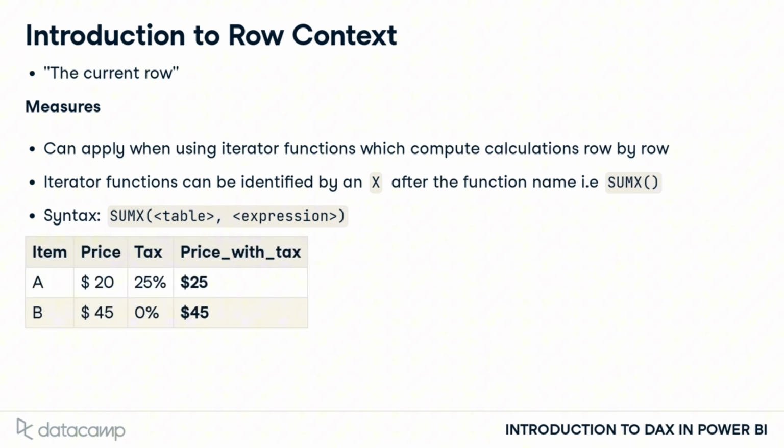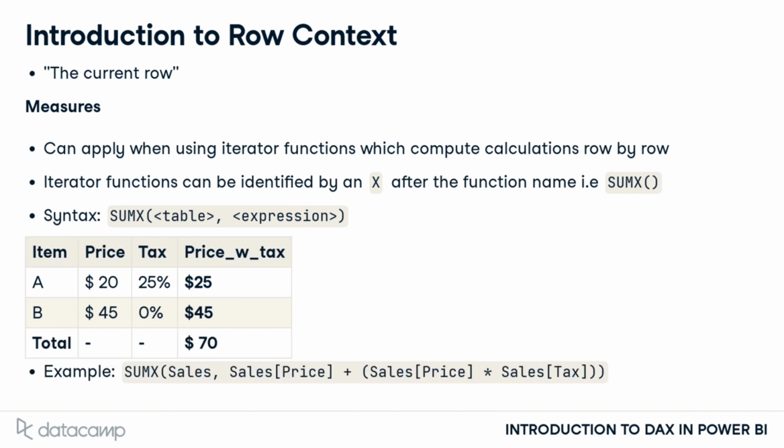For example, if we wanted to get the output of our price with tax column without ever creating a calculated column, we could use SUMX to iterate over each row and perform the calculation. This would give us a total value of $70.